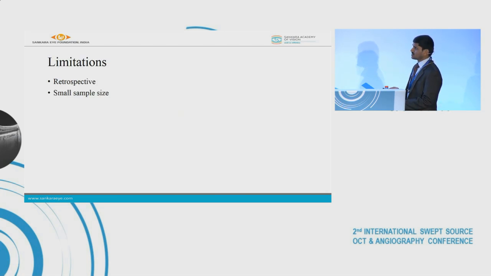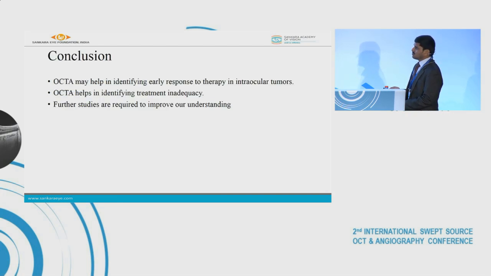The limitations of our study are again retrospective nature and small sample size. But to conclude, OCT-A may help in identifying early response to therapy in intraocular tumors. It also helps in identifying the treatment inadequacy. But further studies are required to improve our understanding about this.